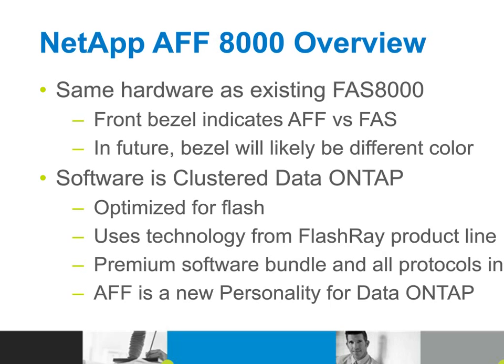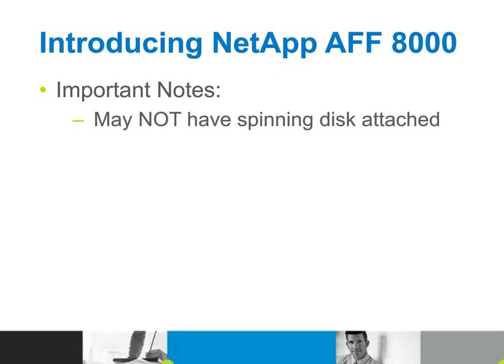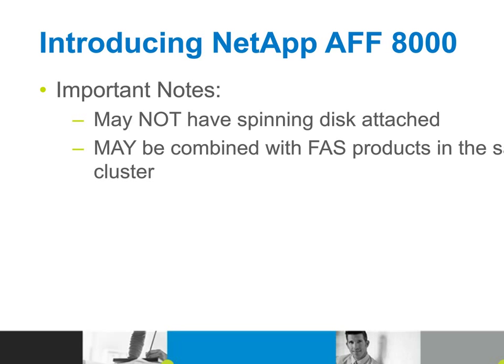So just some important notes when you're looking at an All-Flash FAS. It may not have spinning disk attached. When this All-Flash FAS personality is enabled and it comes that way from the factory, anytime you attempt to attach any spinning disk to the system, the system will essentially reject it and say, basically, I'm an All-Flash FAS, I'm not allowed to accept any spinning disk. However, one of the nice features of this is it may be combined inside of an existing clustered Data ONTAP cluster to expand out to a flash node.